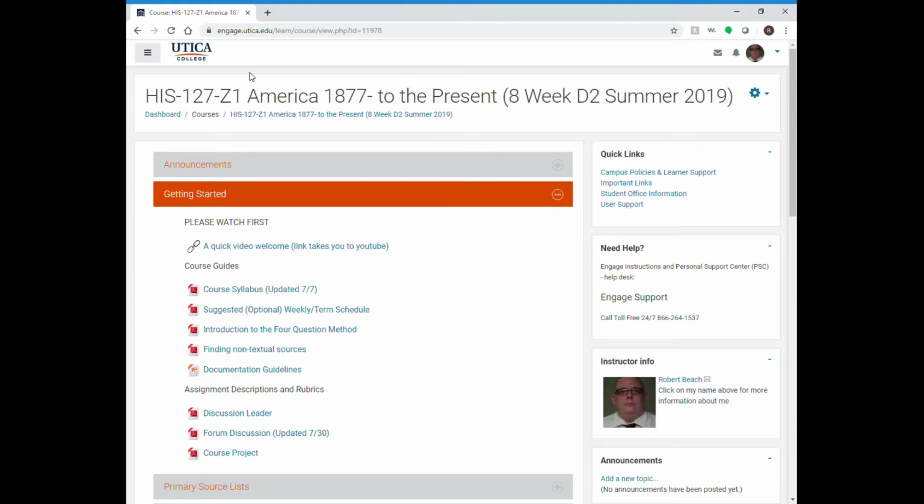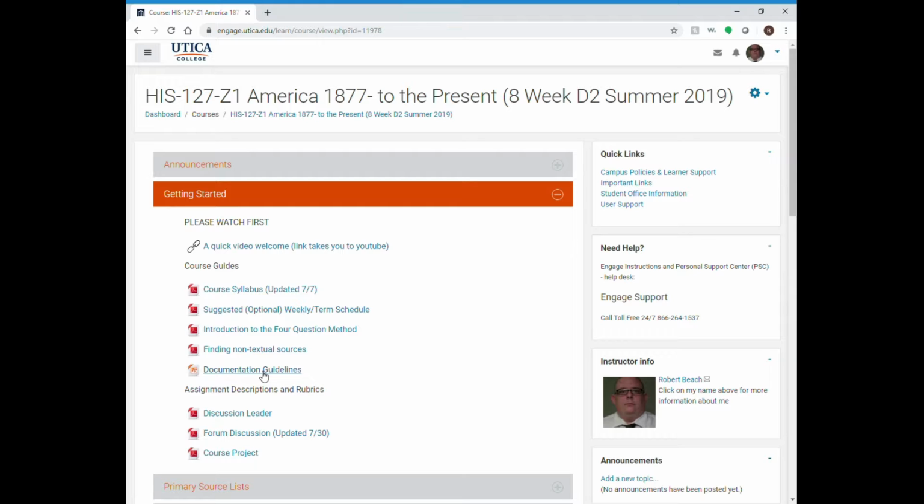The first thing I want to draw your attention to are two files in the Getting Started area of the Engage page. The first one is right here. It is the Finding Non-Textual Sources document. You're going to want to look at that. Of the abstracts that I've looked at, very few actually have primary sources of the type that I'm looking for. So this document is going to give you some information about how to find and also cite your primary sources for the project.